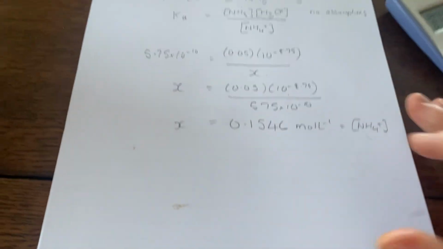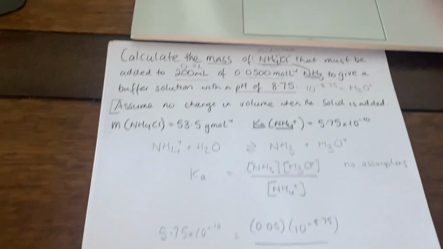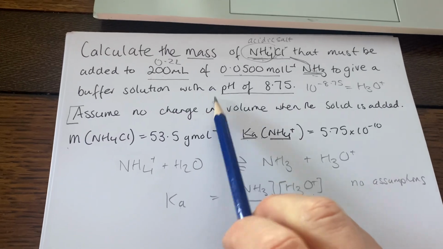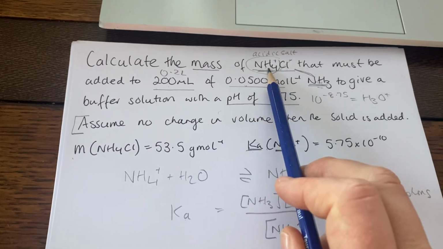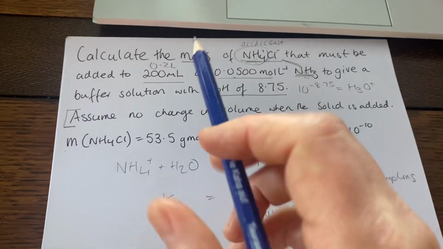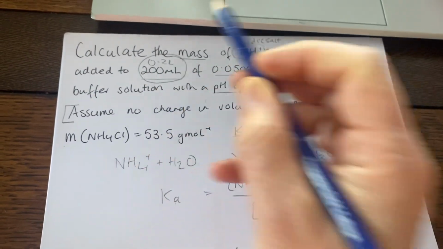Right, so that's a good first step. Now I need to work out the rest of it. So I've got that many moles per litre of NH4+, but I'm going to make a volume of 0.2 litres.